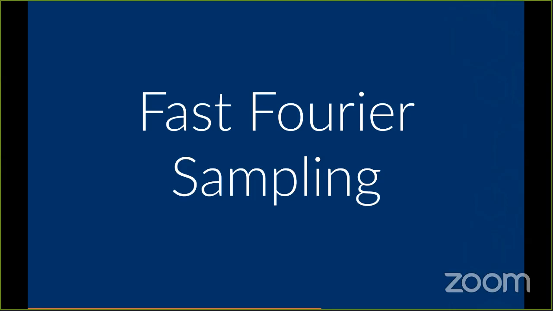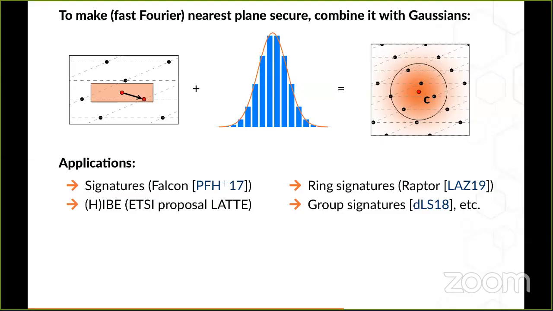Now I'm going to talk about fast Fourier sampling. Fast Fourier sampling is just the randomized version of fast Fourier orthogonalization, of fast Fourier nearest plane. We use the same approach as was first done in the paper by Gentry, Peikert, and Vaikuntanathan, where they introduced trapdoor sampling. In this paper they took the nearest plane algorithm and mixed it with Gaussians to obtain a Gaussian sampler. In our case, it's the same.